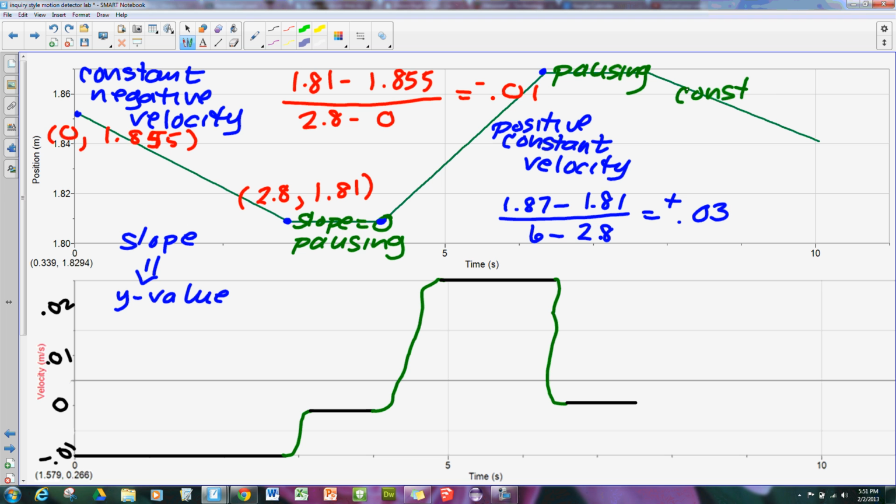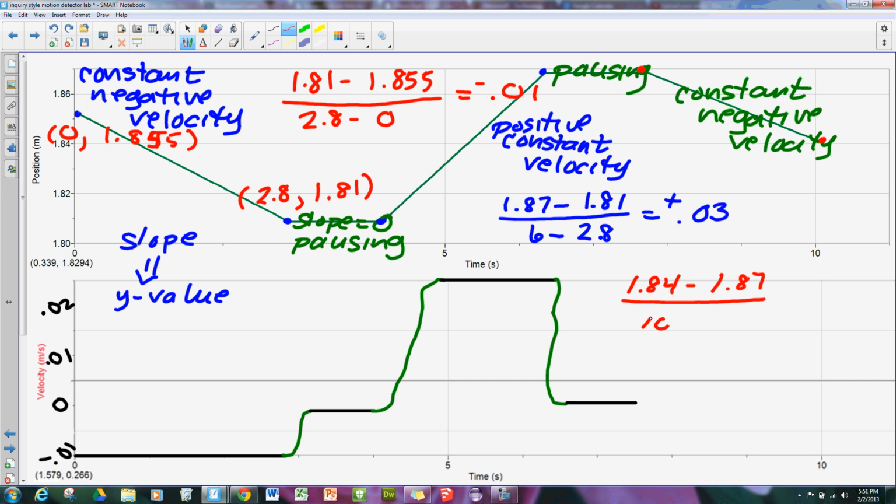So we have a constant negative velocity, and if we look at the two points, here's point 2 and point 1, do our slope formula again, and let's see, y2 will be 1.84 minus y1, which is 1.87, divided by x2, which is 10, minus x1, which is 6, and that will give us a value of, looks like, 0.015 approximately.